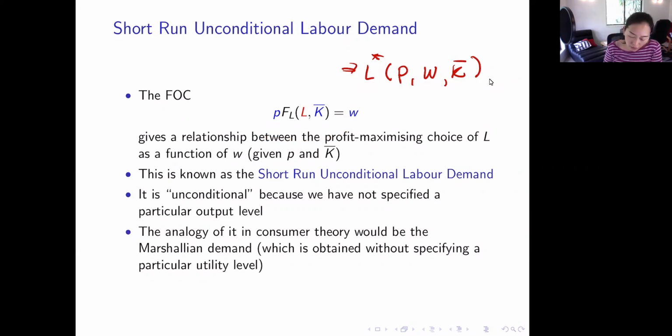We say unconditional because we have not specified a particular output level. The analogy of this in consumer theory would be the Marshallian demand, which is obtained without specifying a particular utility level.